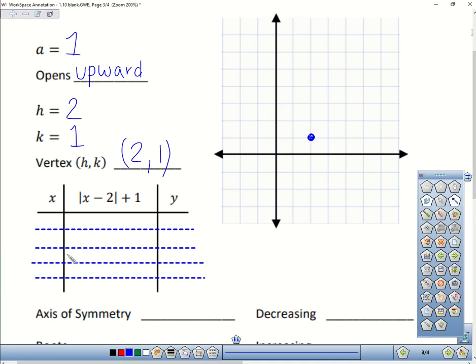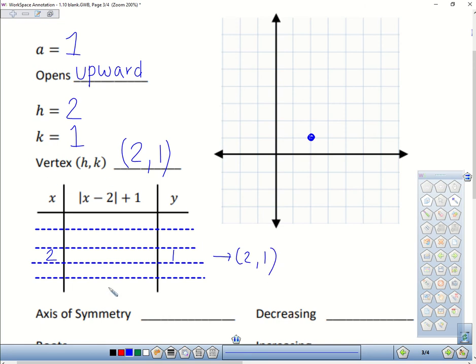So the reason we pick an odd number of rows is because the middle row, the third row, is always going to be your vertex. So the middle row of your table is always going to be your vertex. So my vertex is 2, comma 1. So this is going to be 2, 1.